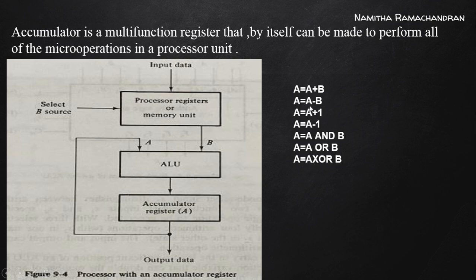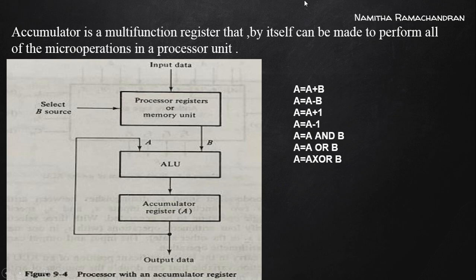This is the case of subtraction. Content of A gets subtracted from the value of register B, and the resultant value is written back into the same accumulator register. Right? This is the increment operation. This is the decrement operation, logical AND operation, OR operation and XOR operation. Okay, so take the content of the accumulator as one of the inputs of the ALU, and after the ALU operation, write the value back into our accumulator register. So this accumulator is a multifunction register, not like other general purpose registers.